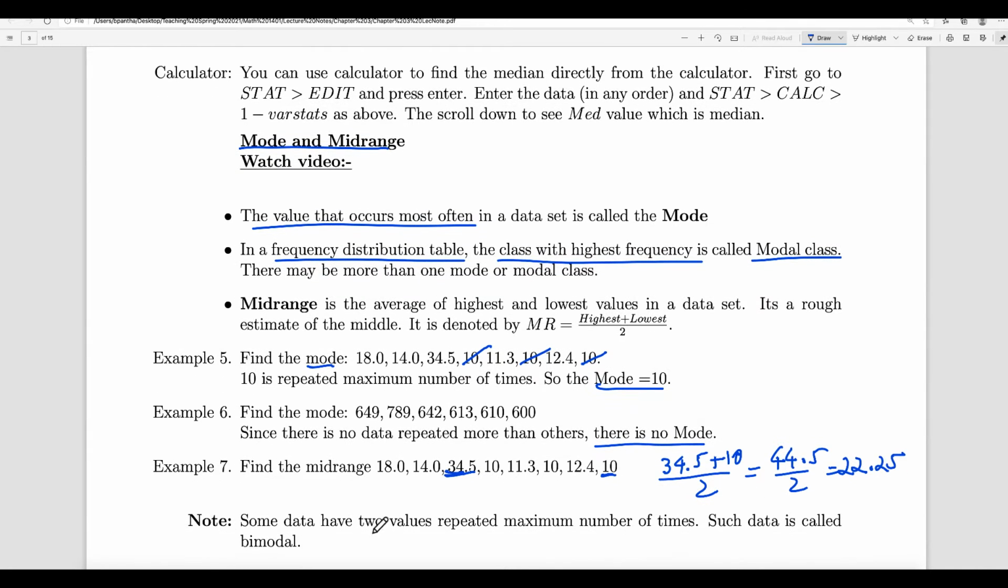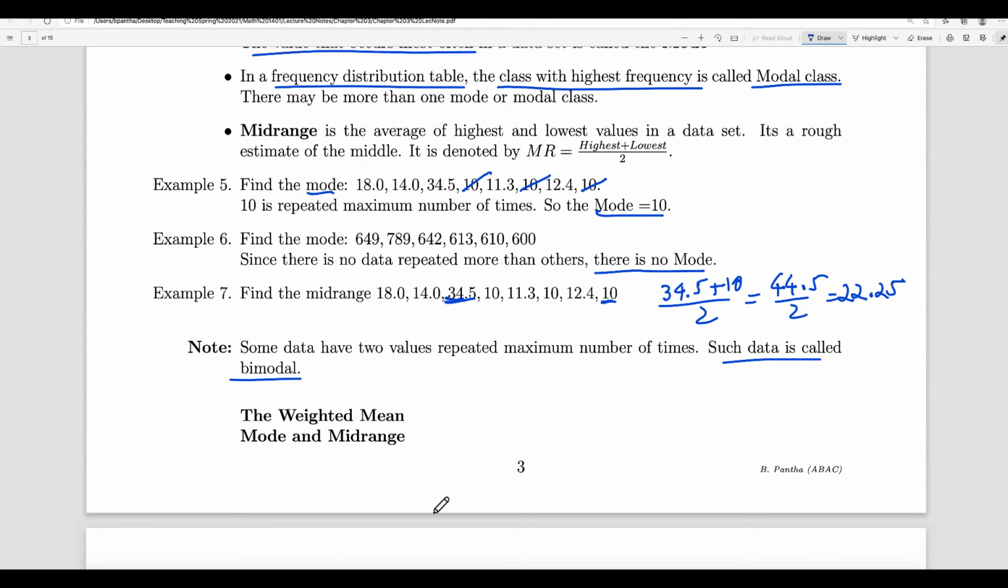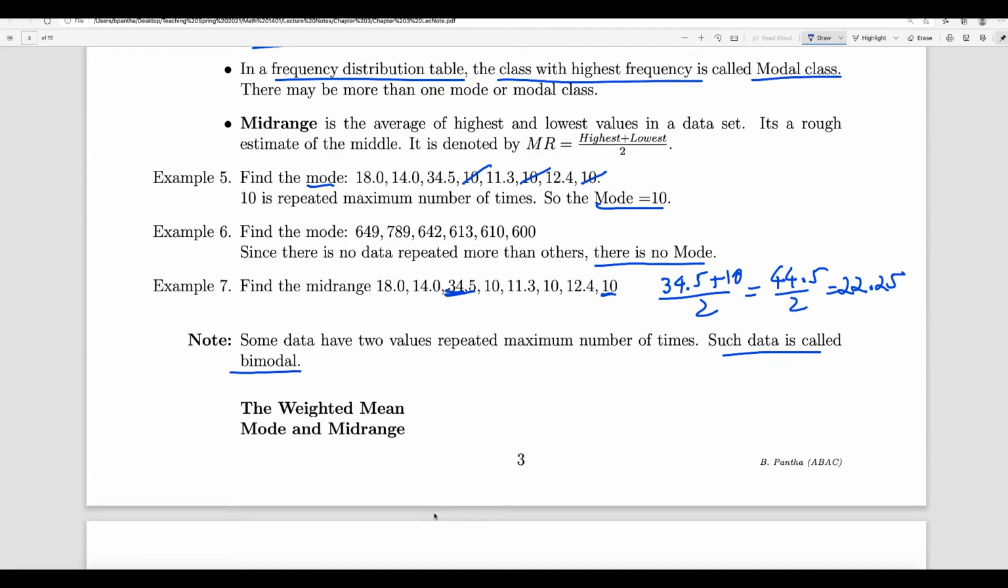Some data have two values repeated the maximum number of times. Such data is called bimodal, meaning if two numbers are repeated an equal highest number of times, then that is called bimodal.